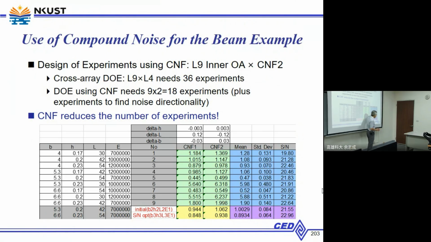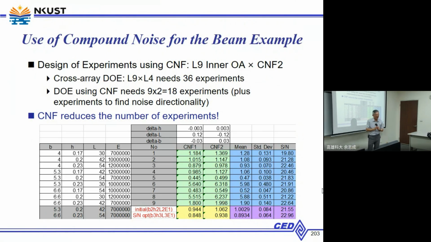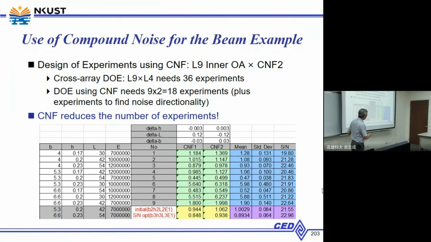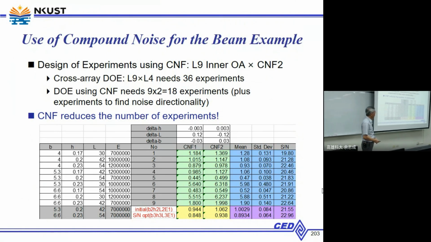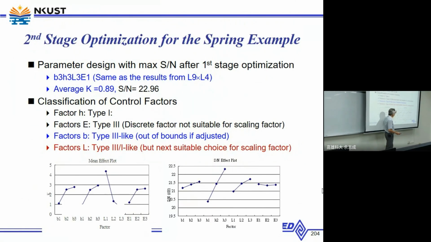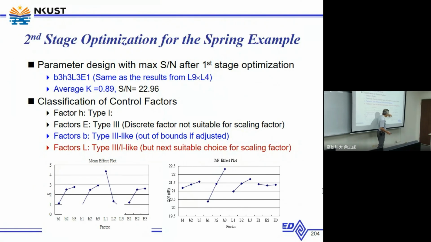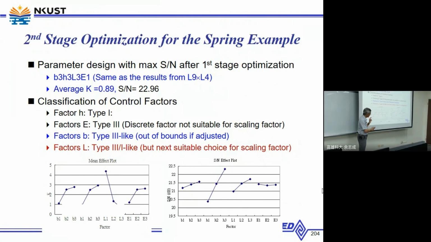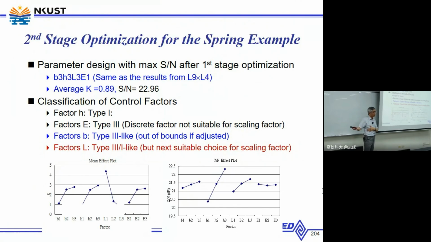But this one still can be used as a reference, because the reason we want to have this SN ratio is we want to draw the effect plot for mean and the SN ratio. You can have these 2 effect plots. As you can see, effect plots are slightly different from our previous example.